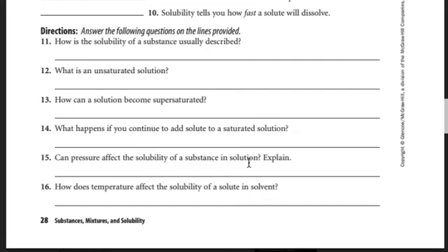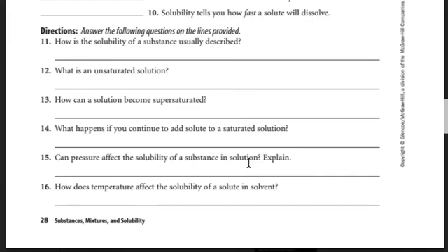Number 12, what is an unsaturated solution? This is a solution that can dissolve more solute, as in it can take in more things. So if you're stirring up your Kool-Aid, you put in 2 cups like it recommends, you think that's not enough, I'm going to pour in more, but it's not to the point where we've got sugar that's still in the bottom of our pitcher. It's actually a little bit less than that.